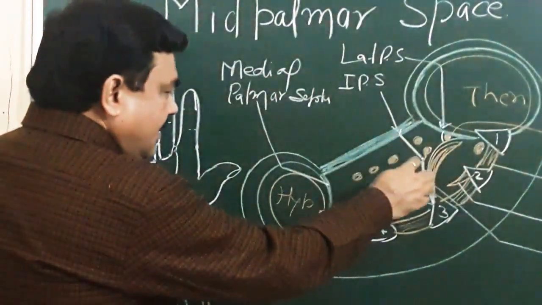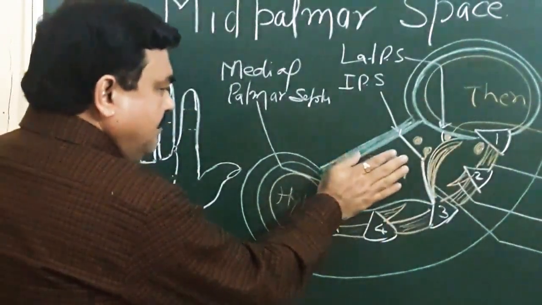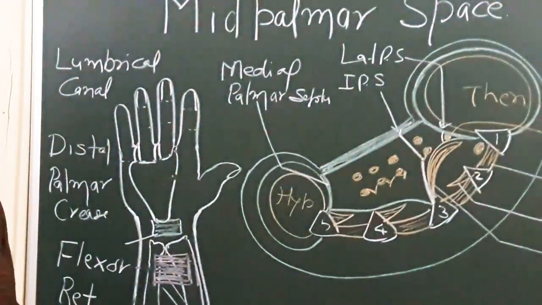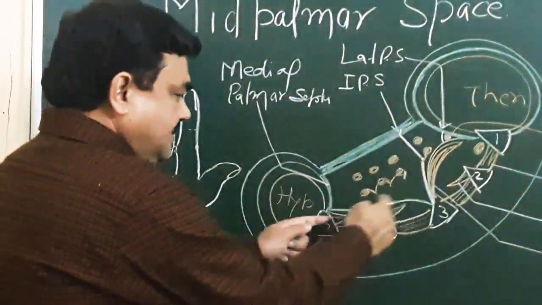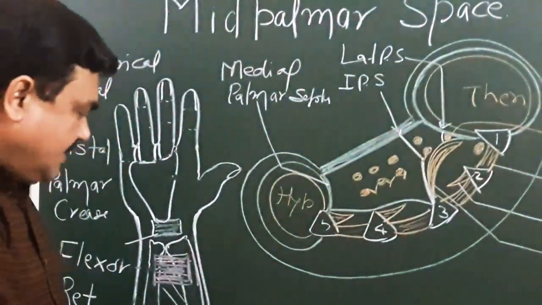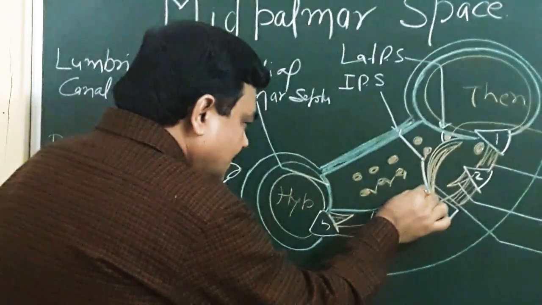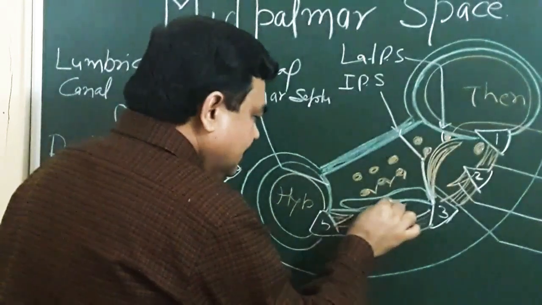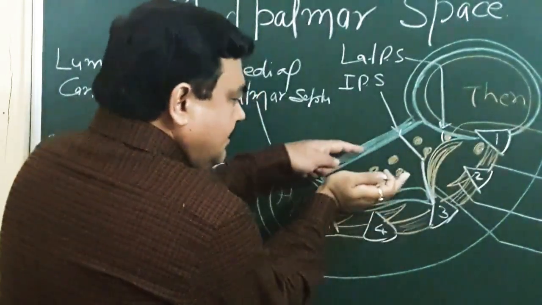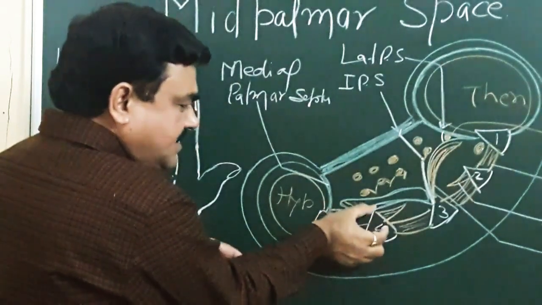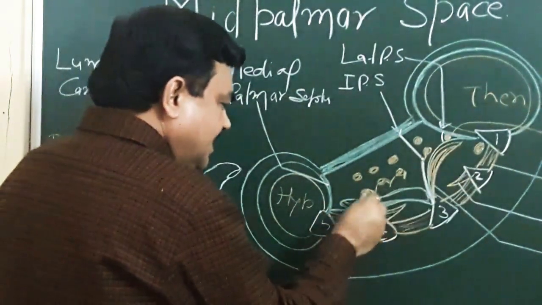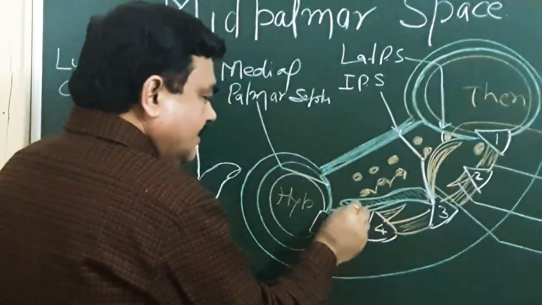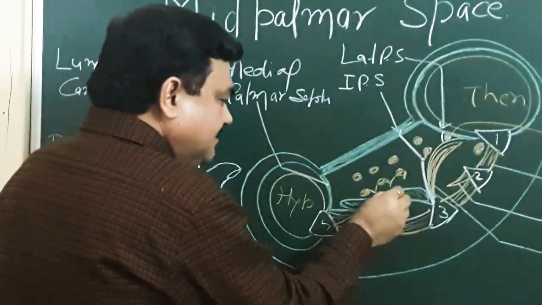So from here to here, this area is the mid-palmar space, and this area is the thenar space. Now we will discuss this space, the mid-palmar space. The space is present here. This is the anterior boundary, and these structures form the posterior boundary of this space. This is the mid-palmar space.